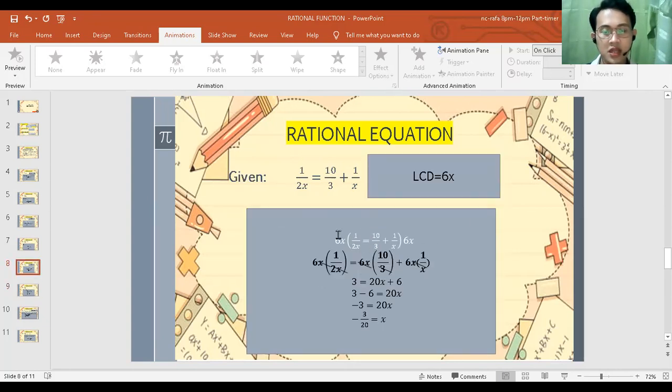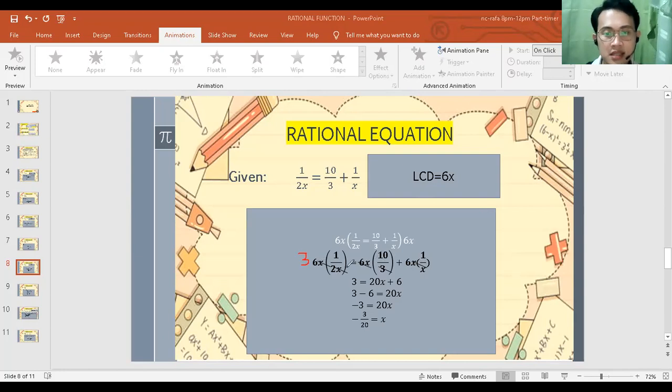So in the white portion, 6x multiplied to 1 over 2x is shown here below. Okay, so to make a shortcut, I cancel it out. So 2x can be canceled by the value 6x, but the remaining value there, since 6x over 2x is equal to 3, so we still have a value 3 here.